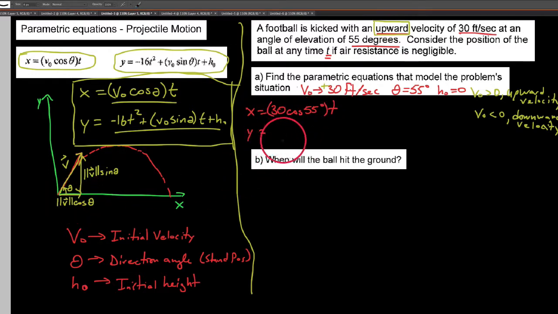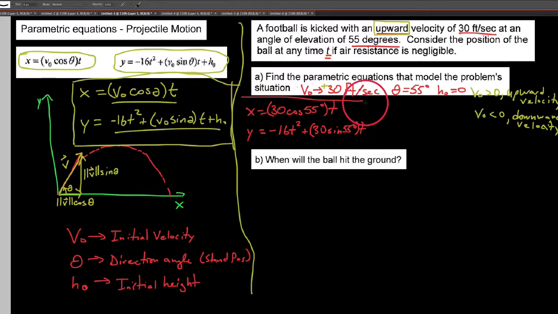And so we ask, what's our y displacement? Well, using our equation here, we have negative 16 t squared plus our initial velocity times the sine of 55 degrees, and we're going to take that times our time. And this would be plus 0 for our initial height. So I'm actually going to leave off the plus 0 this time.